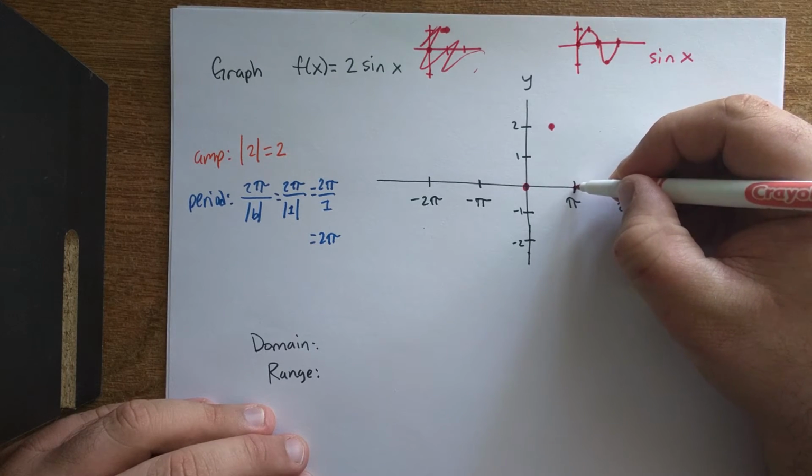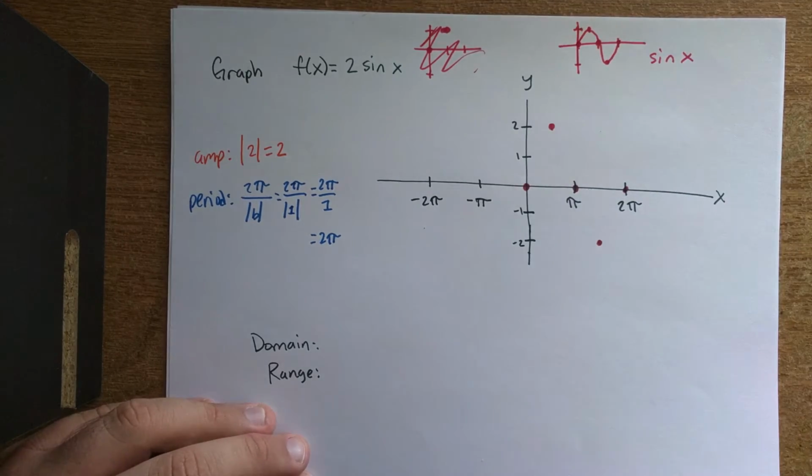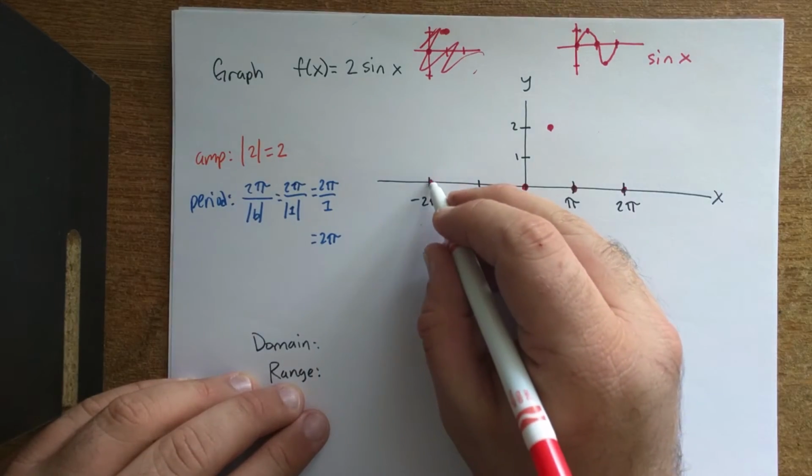Then you're going to come back down to pi. Then you're going to go all the way down, and then all the way up. Now we want to repeat that for this period. So, if you want, you can start from here and repeat the process.